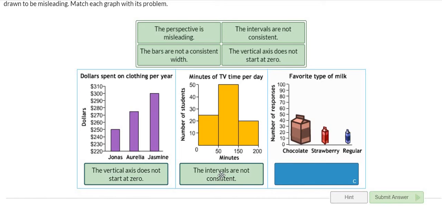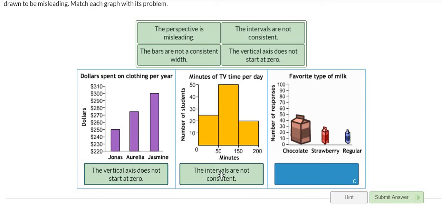And the last one I kind of feel like can be both of the answers, but one is better than the other. Kyron, what do you think? The perspective is misleading. I kind of thought that one at first as well, but what is the other choice? The bars are not consistent widths.